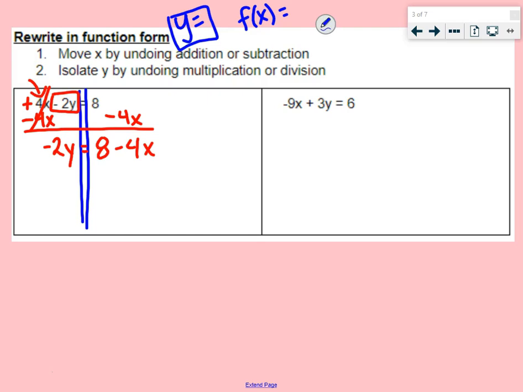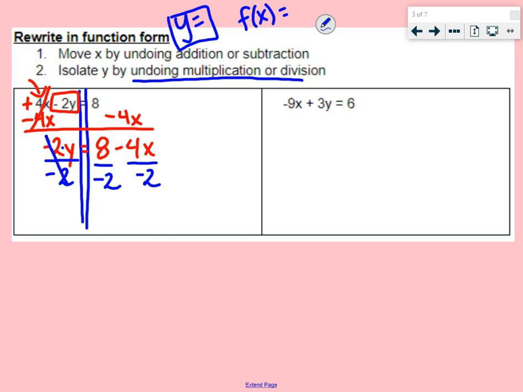The next piece is to isolate y by undoing multiplication or division. We have negative 2 times y. We need to undo that by dividing by negative 2. We have to divide everything by negative 2. So all 3 numbers need to be divided by negative 2.